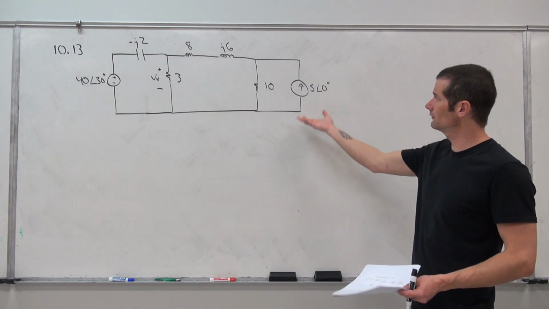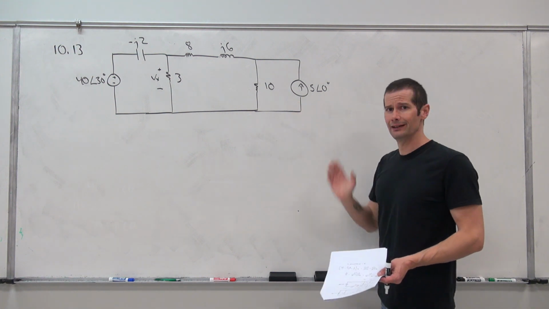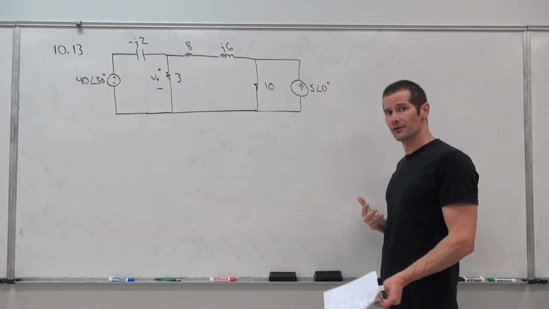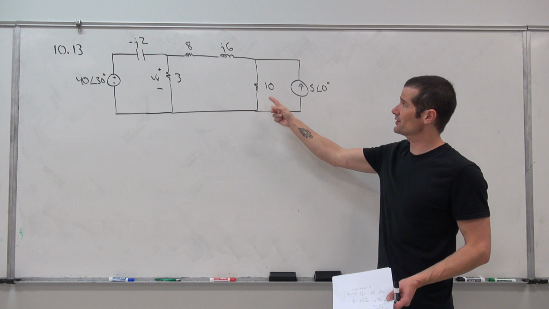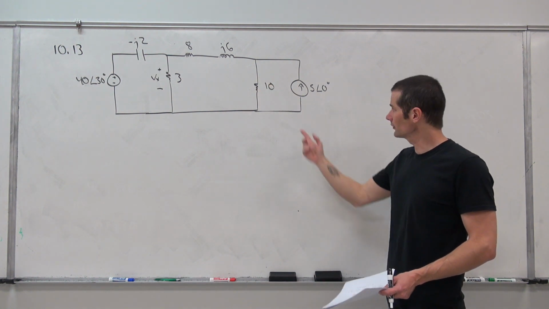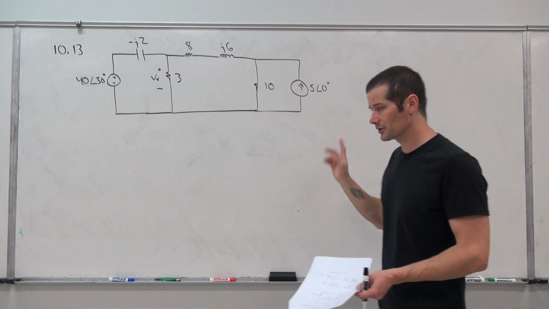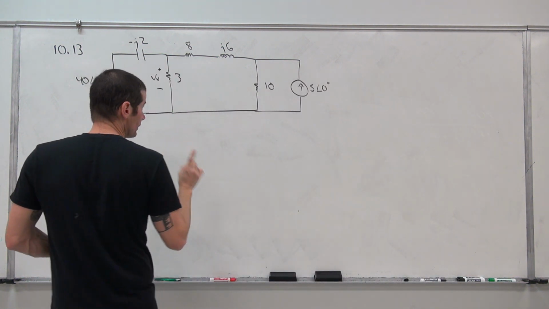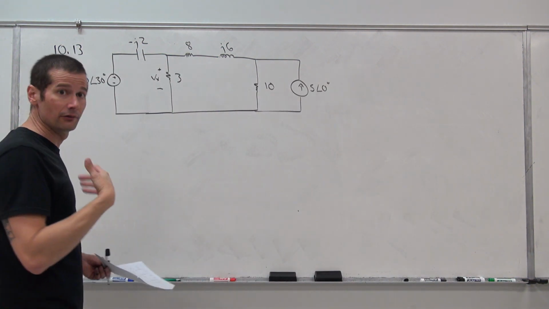So let's go ahead and convert this over. We convert this over into basically its voltage source equivalent. That would put the 10 ohm resistor in series with 8 ohms as well as J6. So let's go ahead and convert this over. Make sure that we understand and also remember how to do source transformation very efficiently.